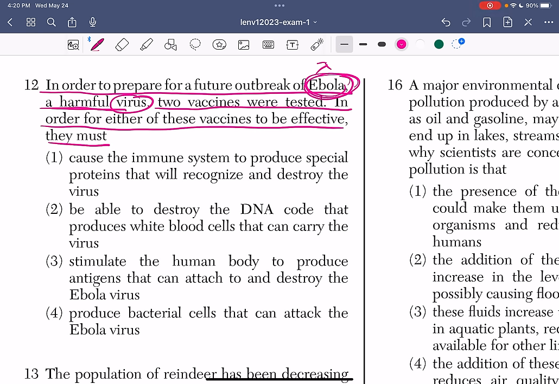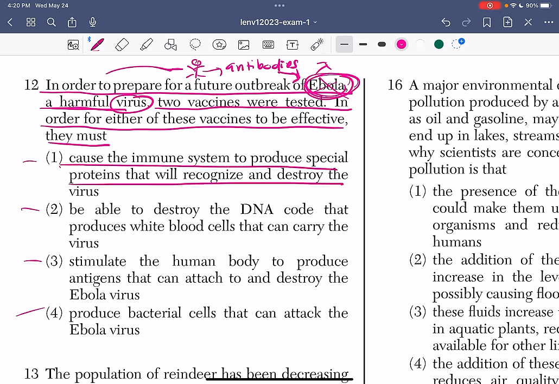What does a vaccine have to do? When we inject a vaccine into the body of a human, it has to make antibodies. So that if you're exposed to Ebola, the antibodies can protect you from Ebola and attack it. So let's see which choice talks about antibodies. Cause the immune system to produce special proteins that will recognize and destroy the virus. I am hoping that this is talking about the antibodies. So let's hold on to number 1.